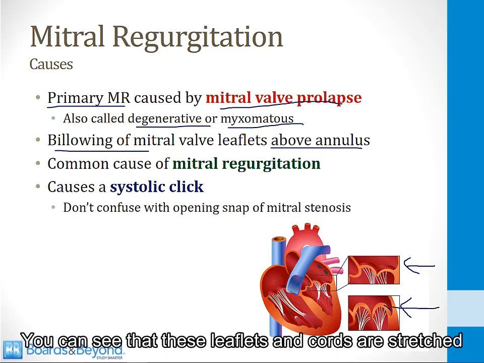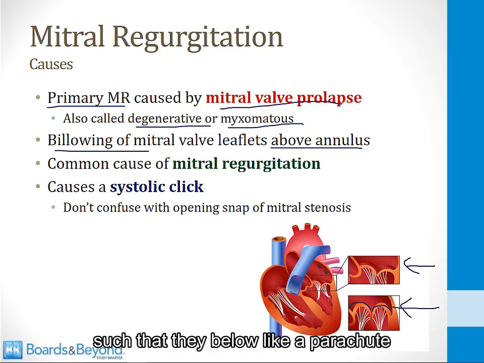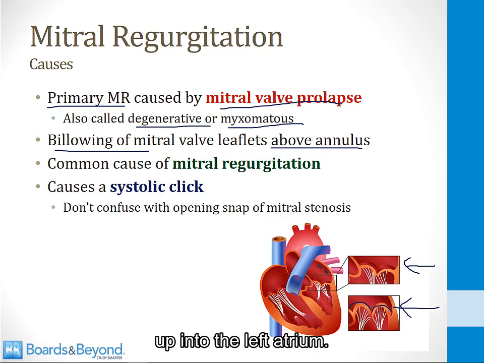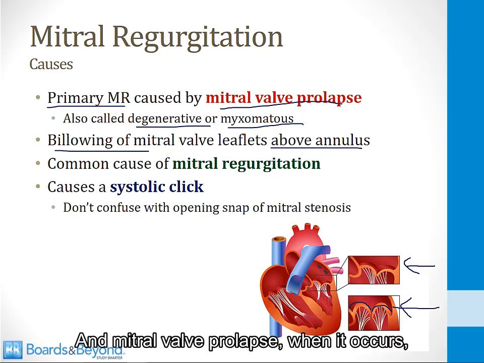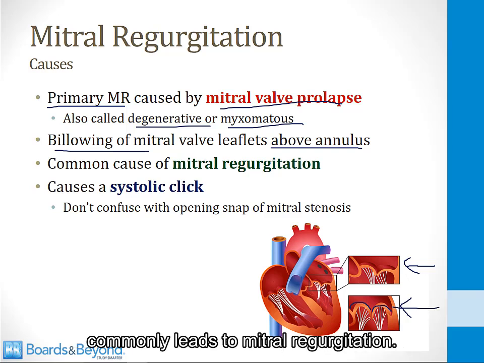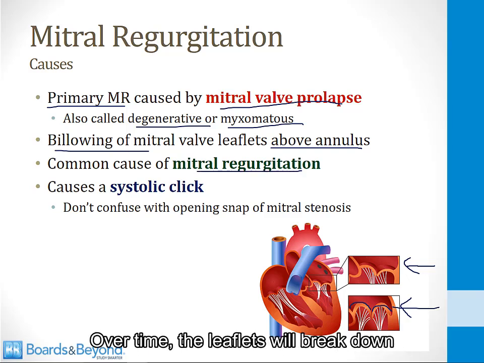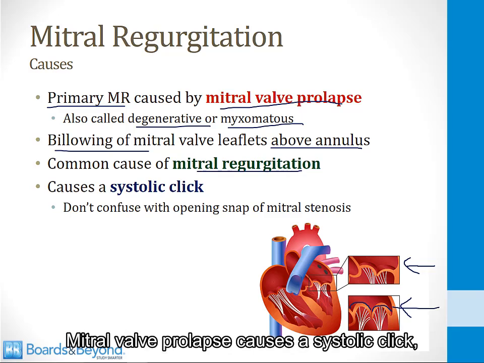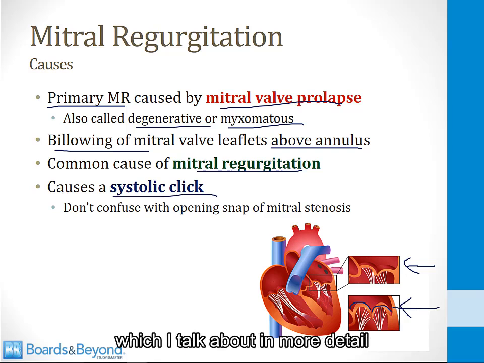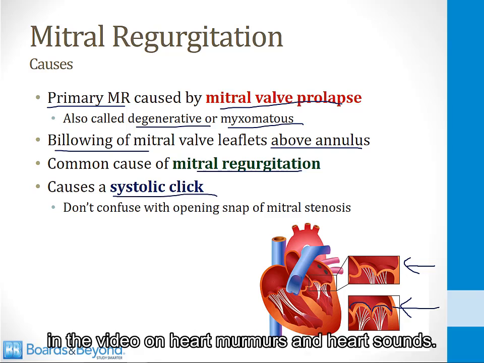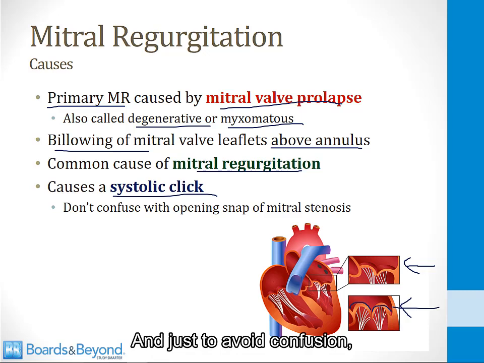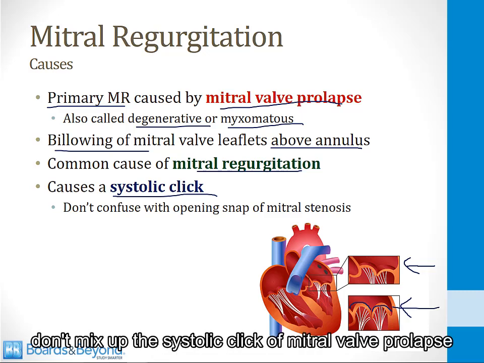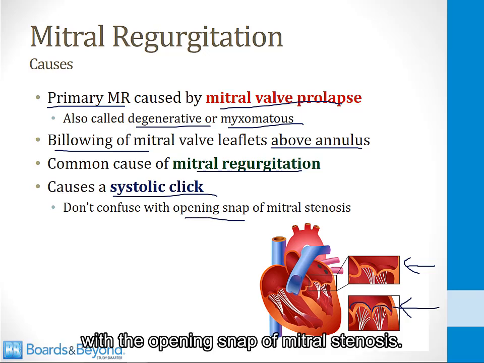You can see that these leaflets and cords are stretched such that they billow like a parachute up into the left atrium. And mitral valve prolapse, when it occurs, commonly leads to mitral regurgitation. Over time, the leaflets will break down and blood will begin to leak backwards. Mitral valve prolapse causes a systolic click, which I talk about in more detail in the video on heart murmurs and heart sounds. And just to avoid confusion, don't mix up the systolic click of mitral valve prolapse with the opening snap of mitral stenosis.